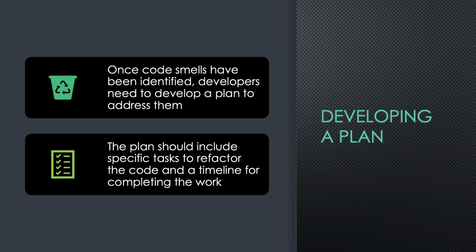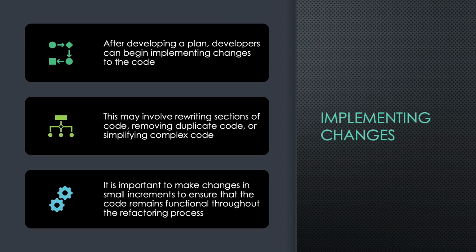Developing a plan. Once code smells have been identified, developers need to develop a plan to address them. The plan should include specific tasks to refactor the code and a timeline for completing the work. Implementing changes. After developing a plan, developers can begin implementing changes to the code. This may involve rewriting sections of code, removing duplicate code, or simplifying complex code. It is important to make changes in small increments to ensure that the code remains functional throughout the refactoring process.